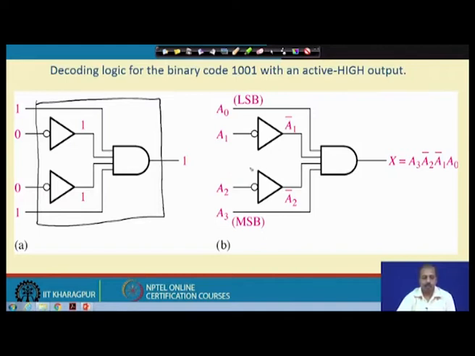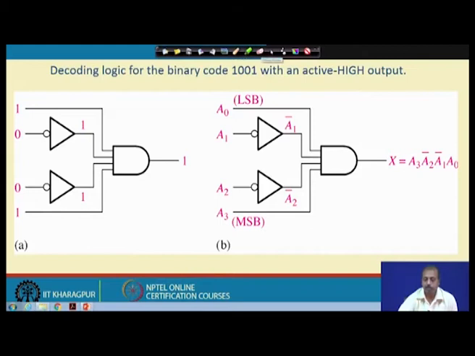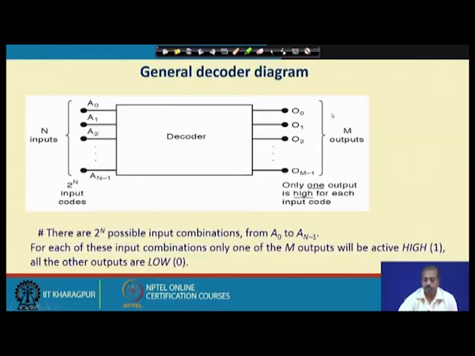Similarly, in terms of the values A0, A1, A2, A3, here I am getting A1 bar, here I am getting A2 bar. So, they are ANDed, and you get A3, A2 bar, A1 bar, A0. So, when this particular input combination comes at the block input, only then will this output be made active. This way we can realize circuits to get decoders.